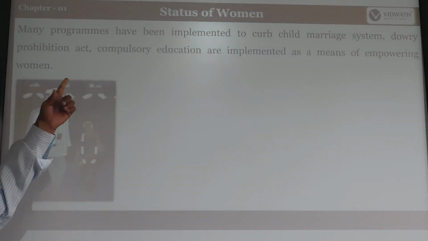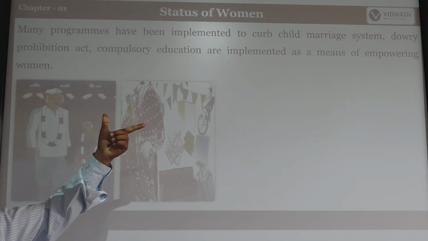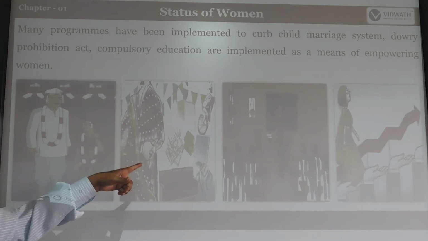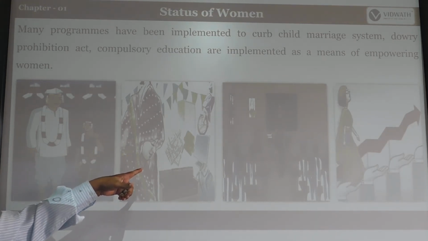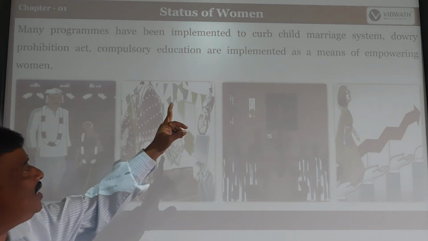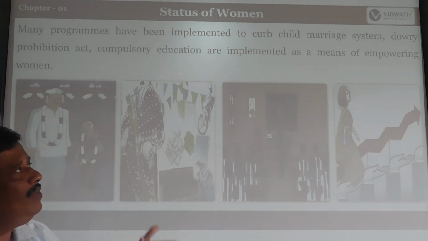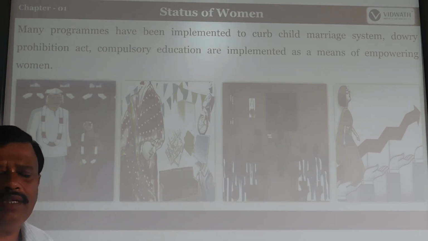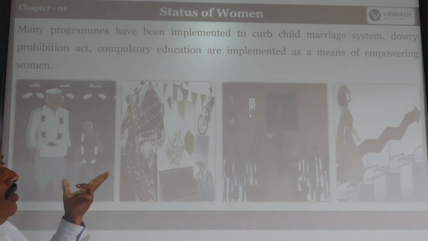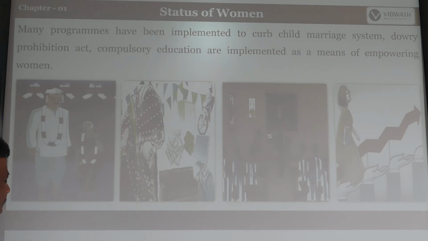The second one, many programs have been conducted by our government to curb child marriage. See, avoiding child marriage and stopping the dowry system. The Dowry Prohibition Act was also implemented in 1961. And compulsory free education is implemented as a means of empowering. Empower means encouraging women politically and socially like men. That is called empowerment. So empowering women through these ideas, our government has taken so many measures.